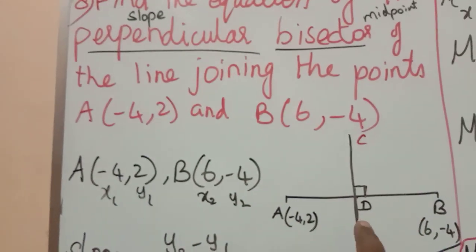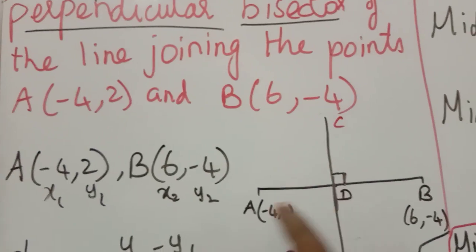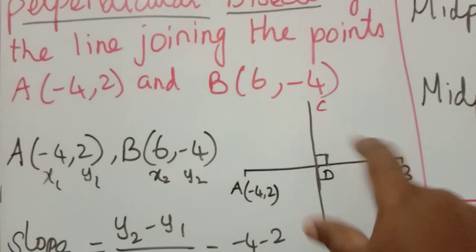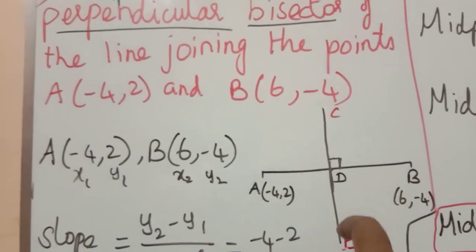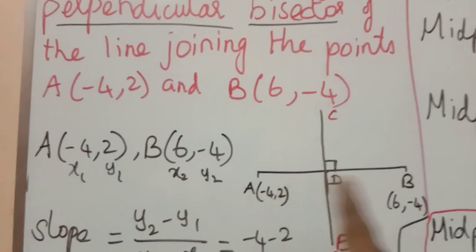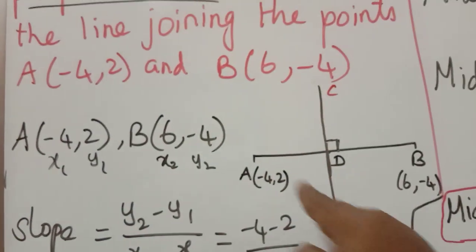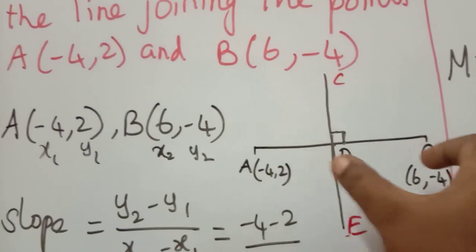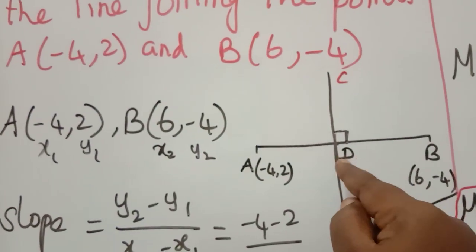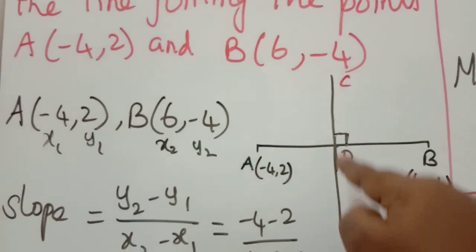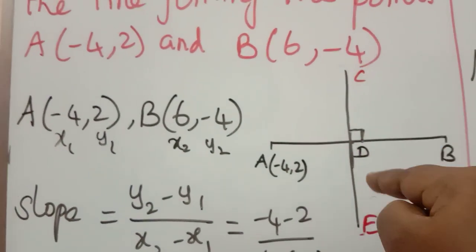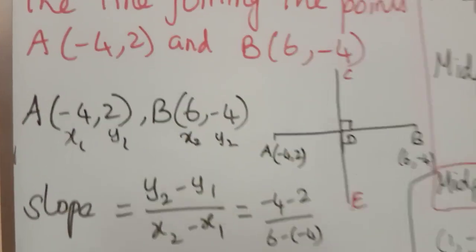What is the meaning of perpendicular bisector? CE will be perpendicular to AB. At the same time, it will bisect AB into two equal halves. That means AD equal to DB. This CE will bisect AB into two equal halves, that means D is the midpoint of AB. We have to find the equation of CE because CE is the perpendicular bisector of AB.